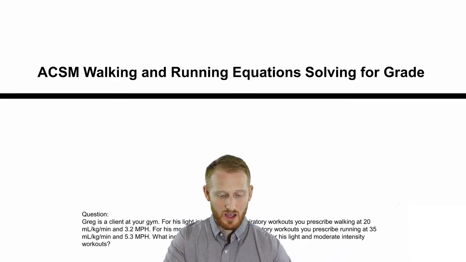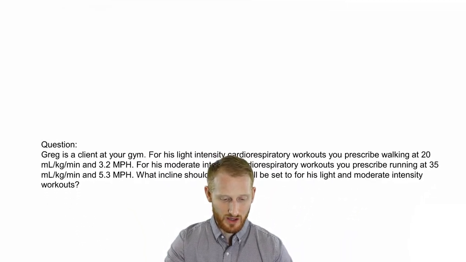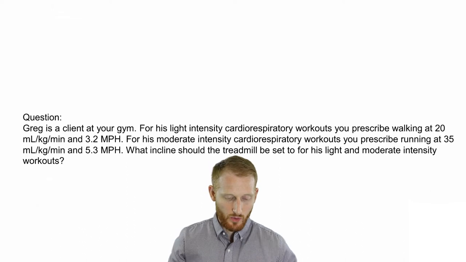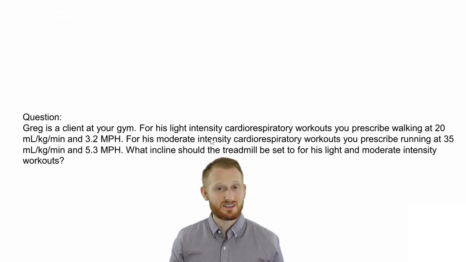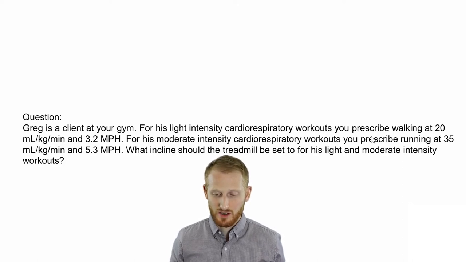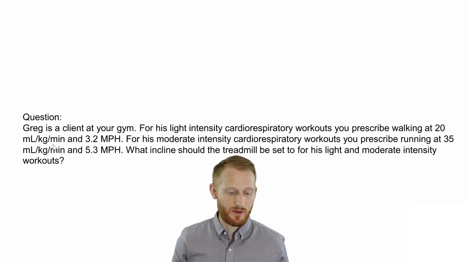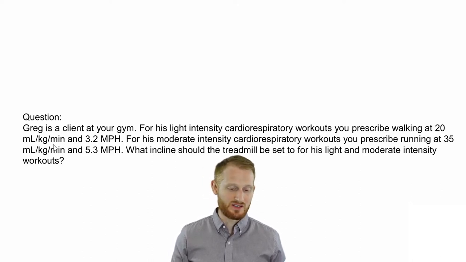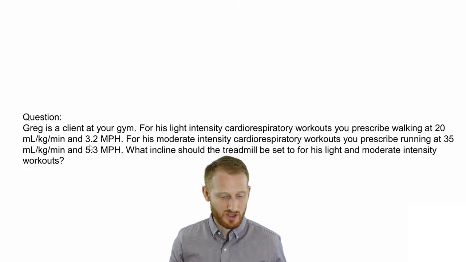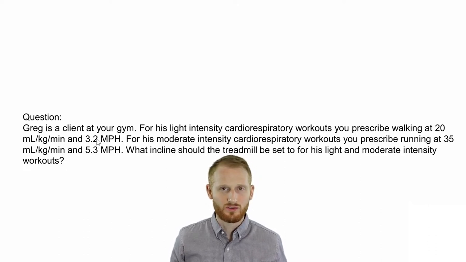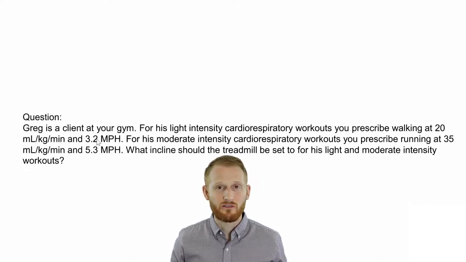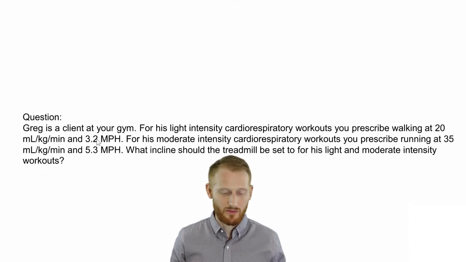So let's use a question to help us frame all of this. We have Greg here, who is a client at your gym. For his light intensity cardiorespiratory workouts, you prescribe walking at 20 milliliters of oxygen per kilogram of body mass per minute. So that's 20 mLs per kg per minute in relative VO2 terms, and 3.2 miles per hour. But notice you haven't prescribed the grade. So most likely you would have chosen 3.2 because it was something that they felt comfortable walking, and then you have to calculate grade from that.